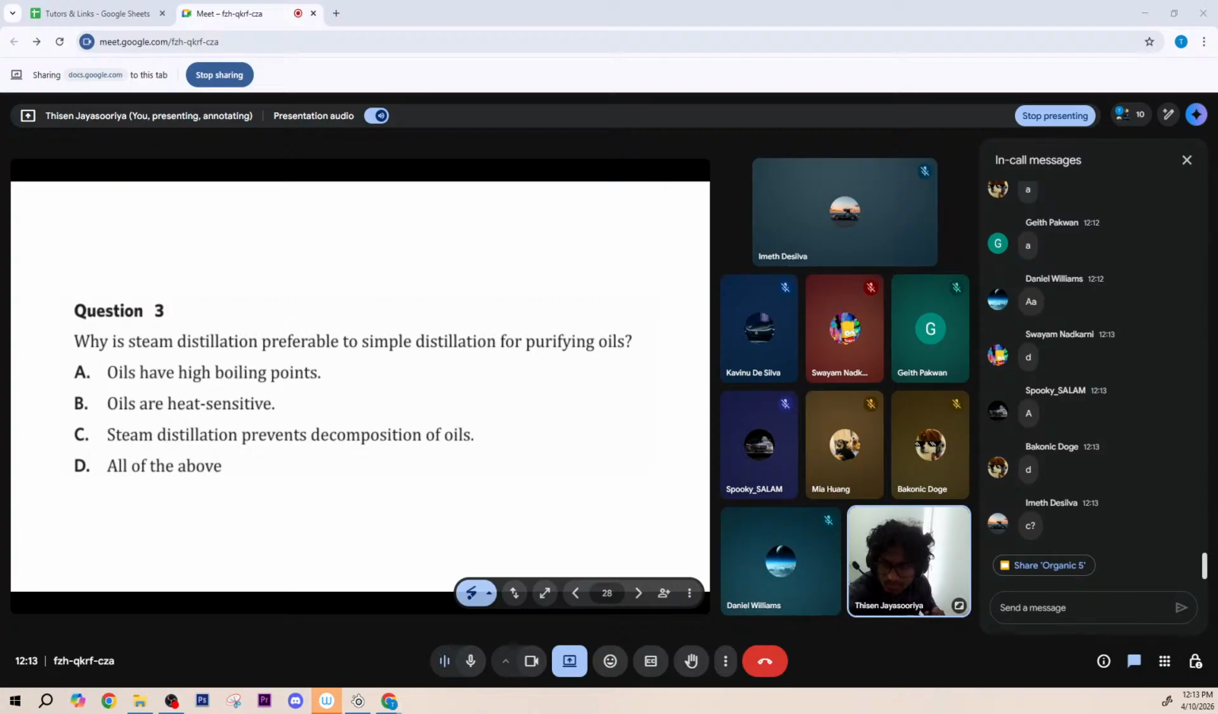One person saying D, one person saying C. Anything else? Anyone else want to take some guesses or have a go?